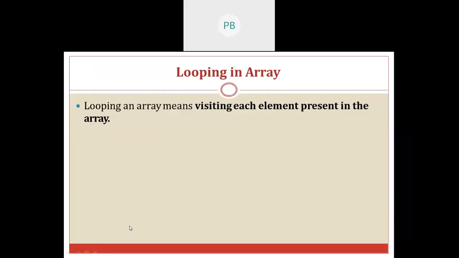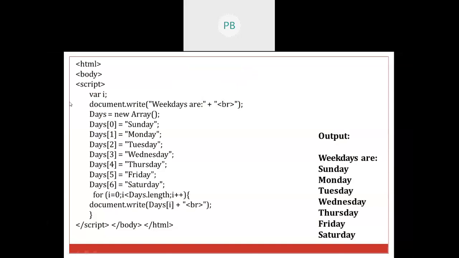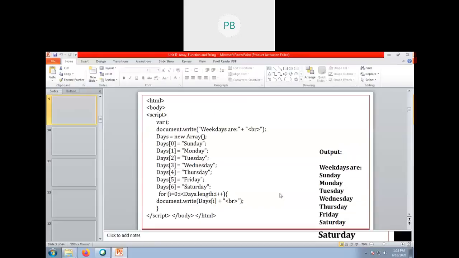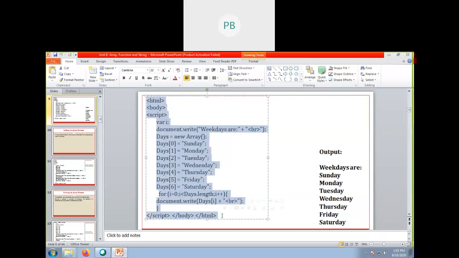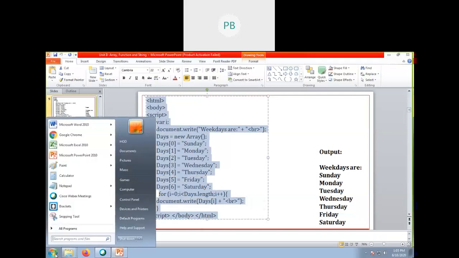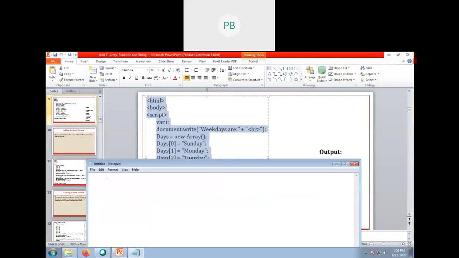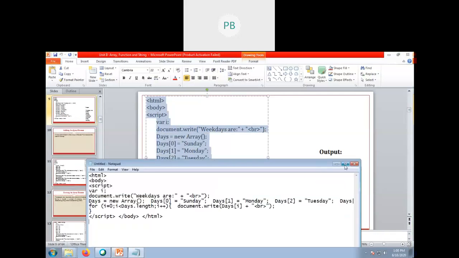So next is looping in the array. Looping in the array means visiting each element present in the array and displaying it. So I have also taken one example over here. In this example, I will copy the code and paste it in a notepad editor.